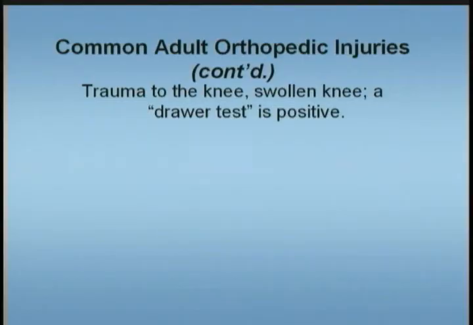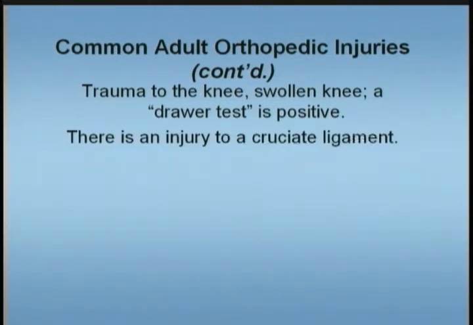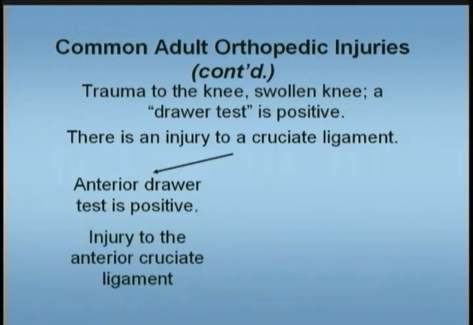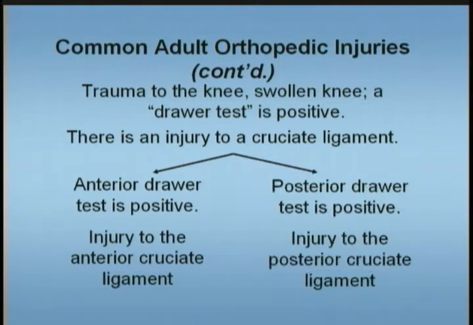And I'm going to emphasize that and repeat it for you again with one of the screens here. So if you have trauma to the knee, there is a swollen knee and a drawer test is positive, there is an injury to a cruciate ligament. If it is the anterior drawer test that is positive, the injury is to the anterior cruciate ligament. If it is a posterior drawer test that is positive, the injury is to the posterior cruciate ligament. Let me have one more vignette that I'm going to read about the knee, and I'm going to backtrack then about management.